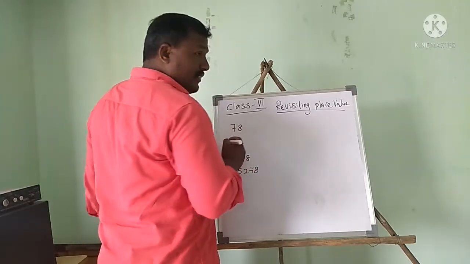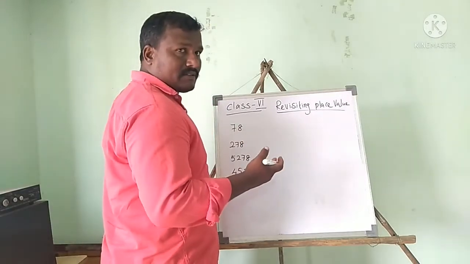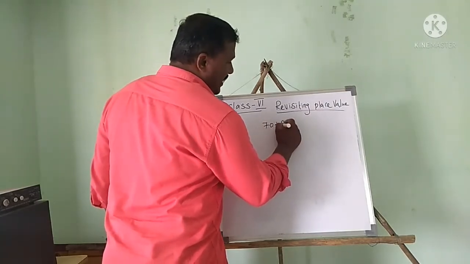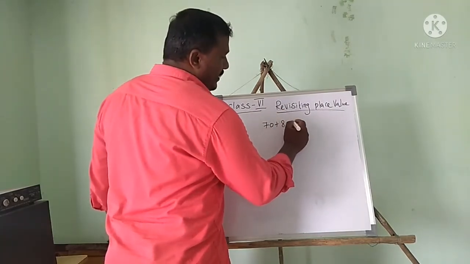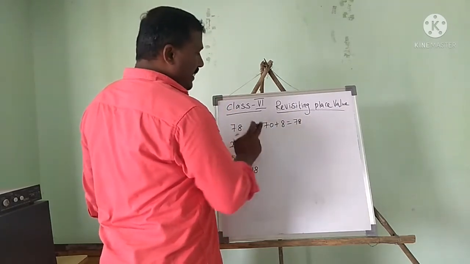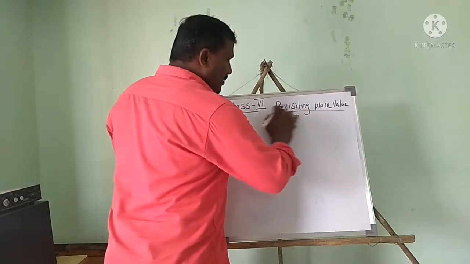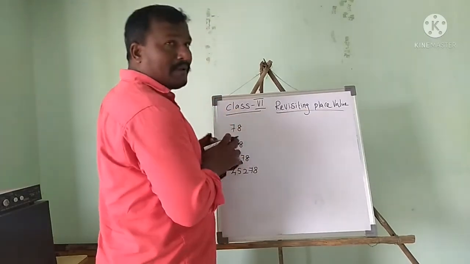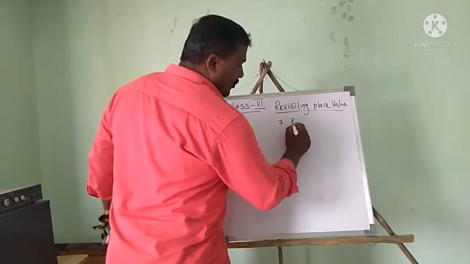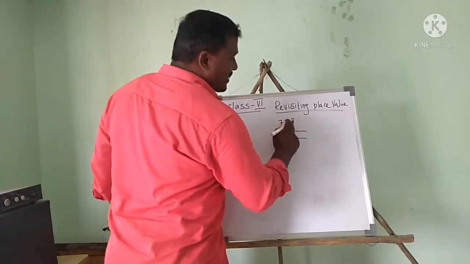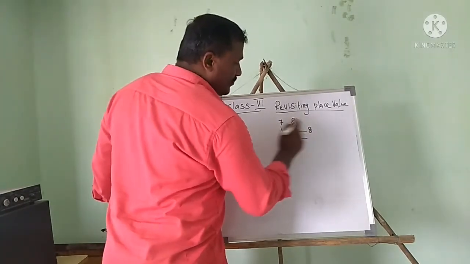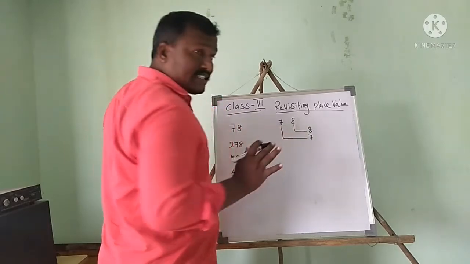You know very well, 78 means we can divide the number. How can we? 70 plus 8. We can write 78 as 70 plus 8. Okay, then I will tell you a simple method. You write like this: 78. You know very well, 8 is in the ones place.